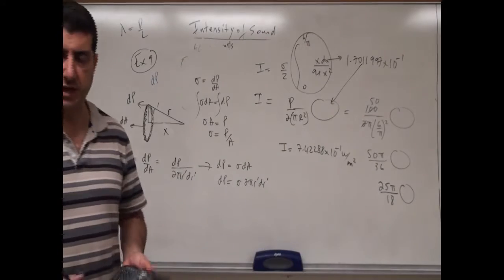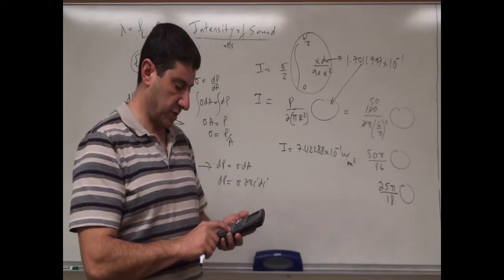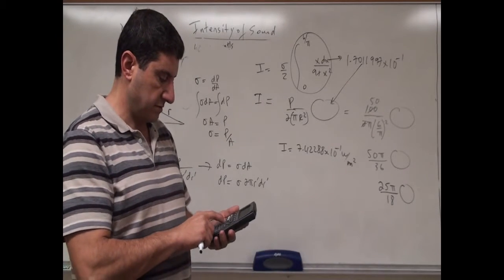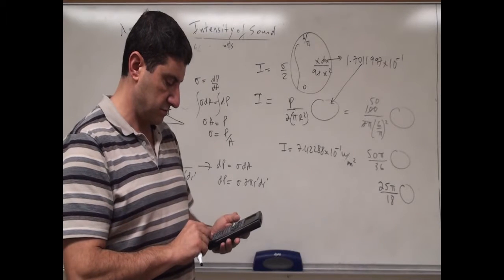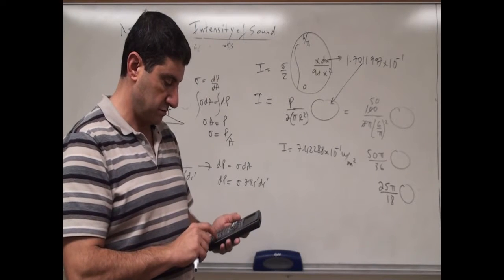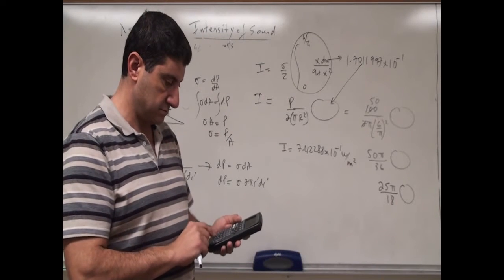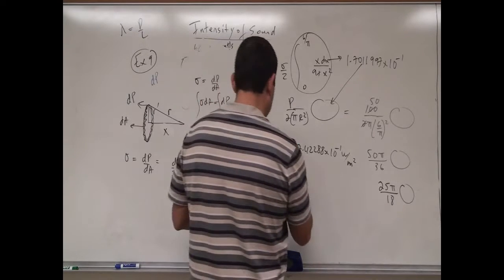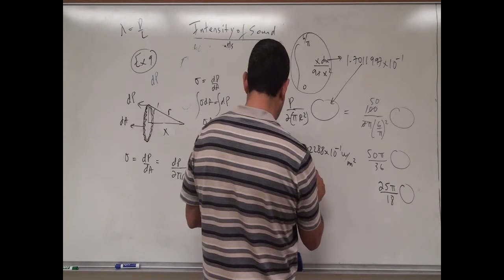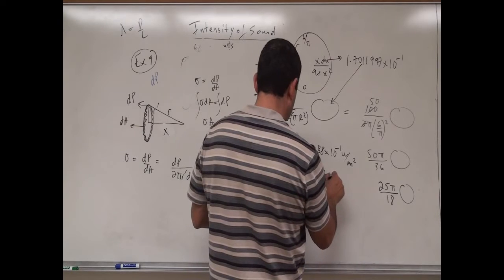Then we can convert that to decibels. So multiply by 10 to the power 12, and the result is 118.7 decibels.